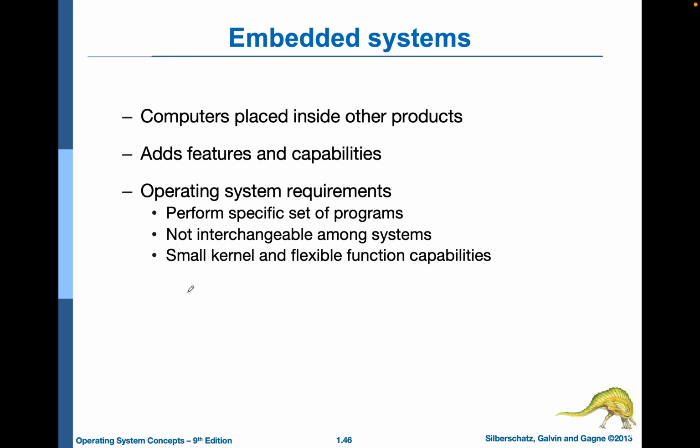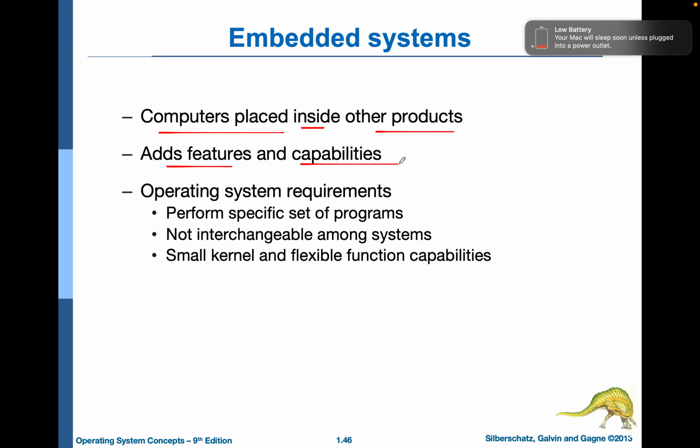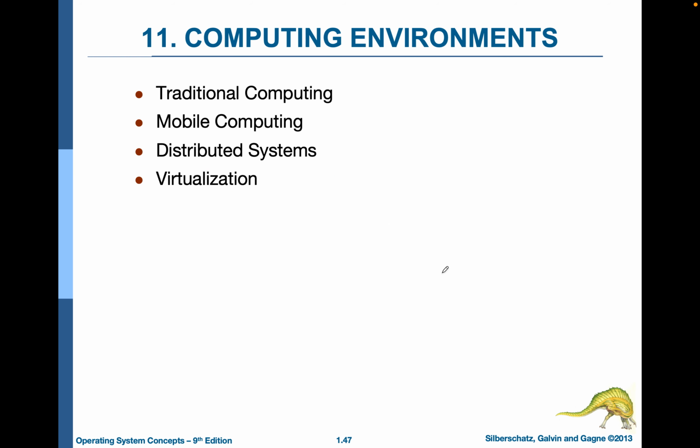And we have the embedded system. Currently, we have heard about embedded systems many times, especially in various fields, isn't it? So an embedded system is a computer placed inside another product to add features and capabilities. It has an advantage here, and the operating system is required to perform a specific set of programs, non-interchangeable among systems, with a small kernel and flexible function capabilities.